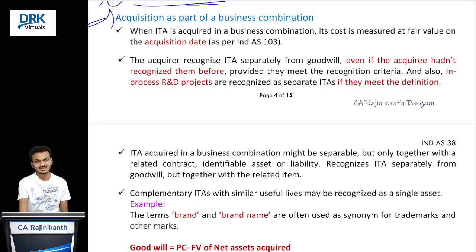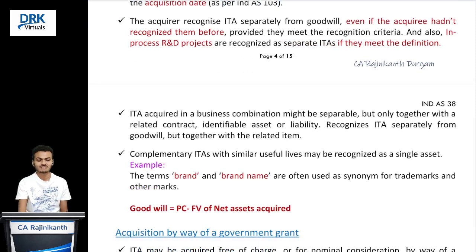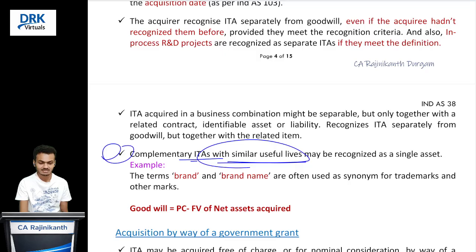So what the standard is saying is that you recognize all that kind of assets as a single asset on the date of acquisition only if those assets are having similar useful life. See here, similar useful life. Complementary intangible assets with similar useful life may be recognized as a single asset. Right? You are clear with this.